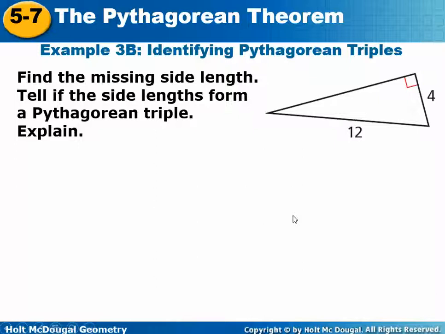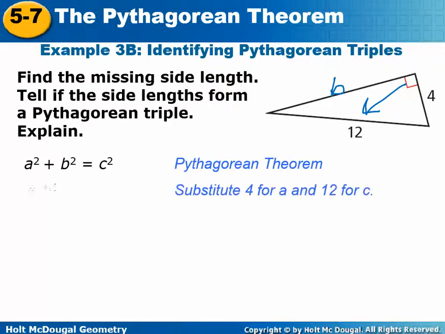Now here's one that I really want to look at, because in this one, the side that we're missing is not the hypotenuse. A very common mistake that students make is they look at the two numbers and they write 4 squared plus 12 squared equals x squared. Not in this case, because the hypotenuse is 12. That's what it's going to be equal to. So it's 4 squared plus b squared equals 12 squared. You can use x again, but it's not the hypotenuse that's missing, it's one of the legs.